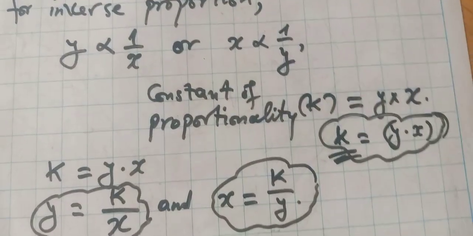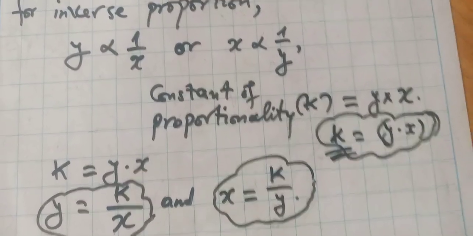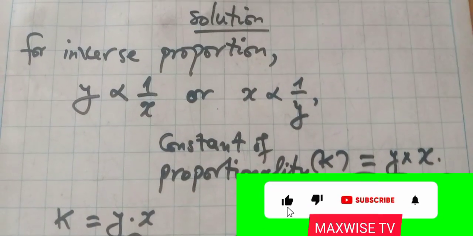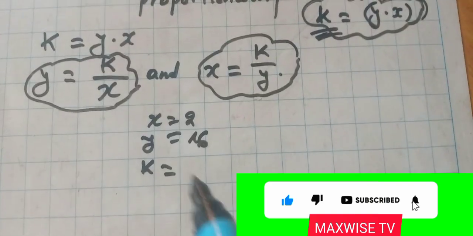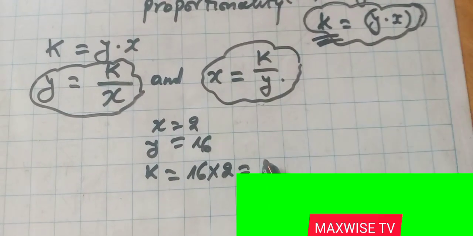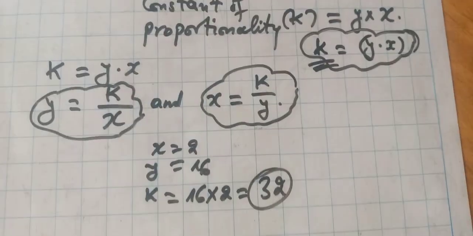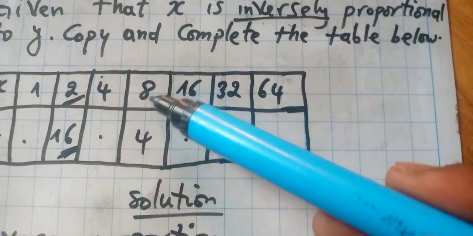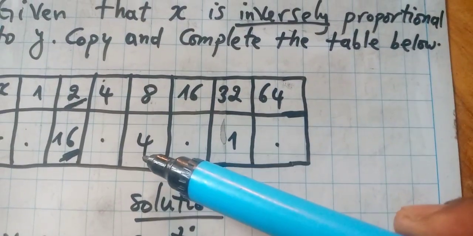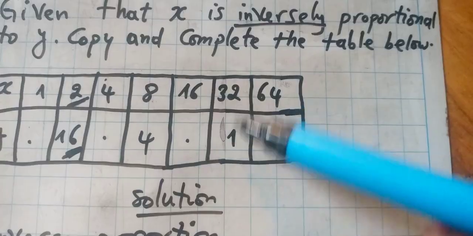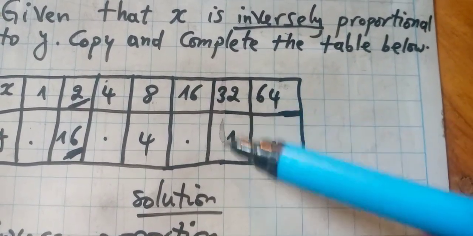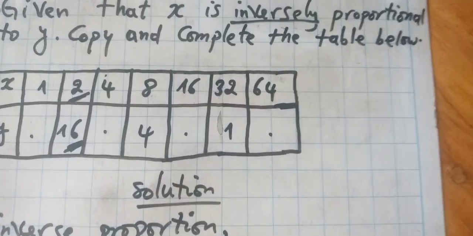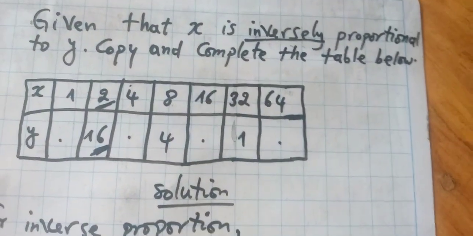The k here, if x equal to 2 and y equal to 16, right? K will be equal to 16 times 2, which is equal to 32. You can even find the k by using other point. When you use this one, 8 times 4 will be also 32. This one, 32 times 1 will be also 32. Now, you see, the constant of proportionality is not changing. That's why it is called a constant, right?